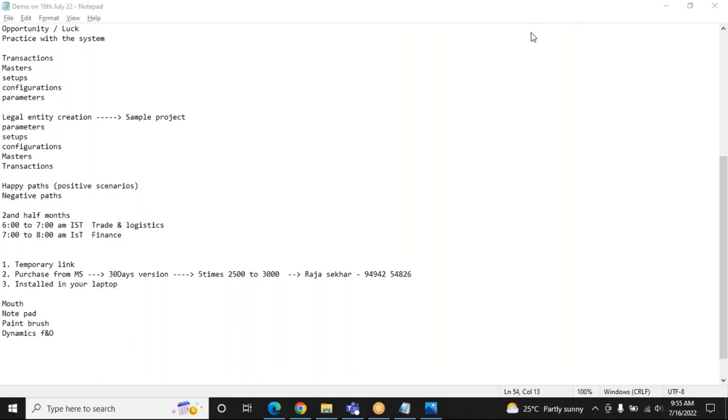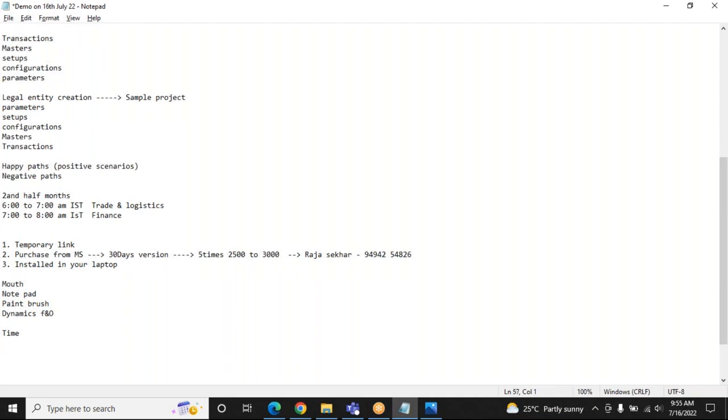Any more questions? Is it better to do both or just FNO? My suggestion is always better to learn both finance and T&L, if you have time. Time is the first priority. The next one is money. I'm not giving money first priority, because money you can adjust, but time you cannot adjust. So if you have time and money, then go for both finance and T&L.